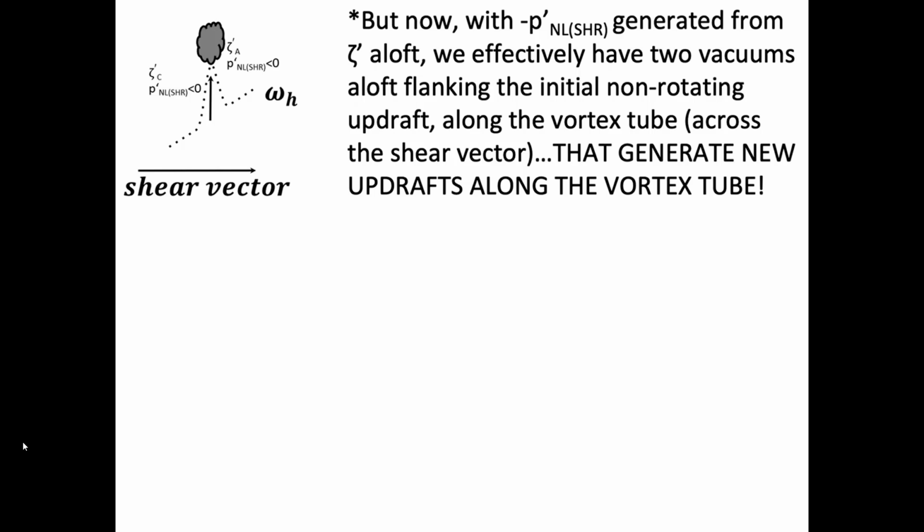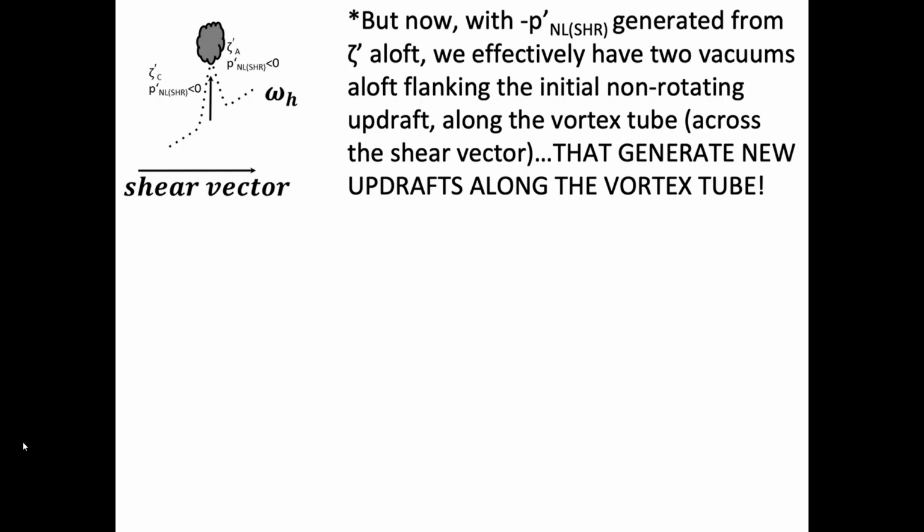Now, again, these are nonlinear shear perturbation pressure deficits, and they're generated from the now redistributed perturbation vertical vorticity aloft. Effectively, we've created two vacuum cleaners aloft, these perturbation pressure deficits, in the mid-levels that are flanking the initial non-rotating updraft. And they're along that vortex tube across the shear vector. So perturbation pressure deficits are flanking that initial updraft coming along the vortex tube that's been tilted into the vertical and lie across the shear vector, or to the south and to the north, or to the right and to the left of the shear vector.